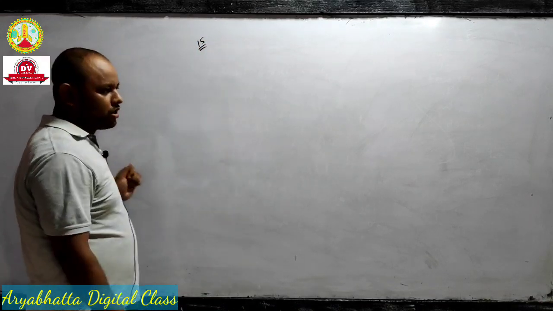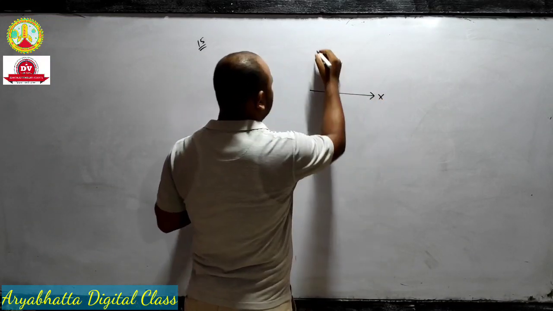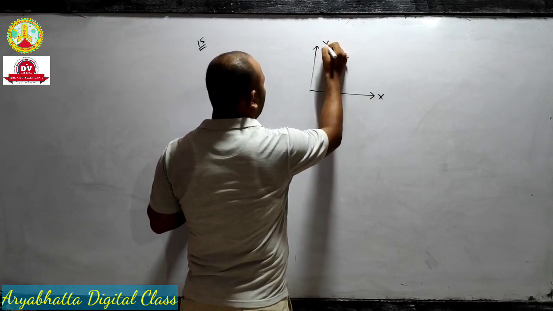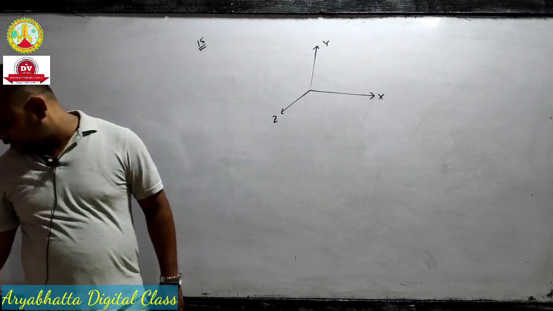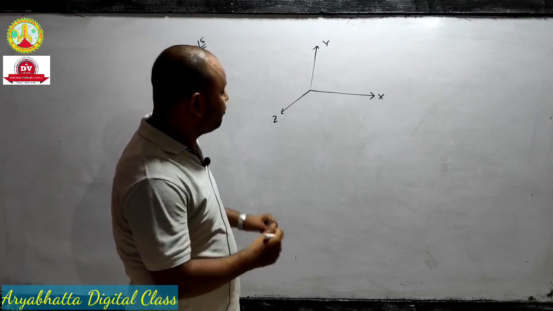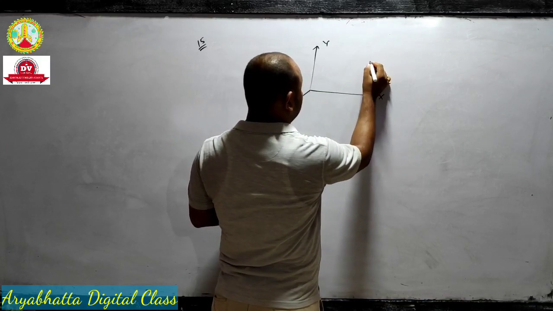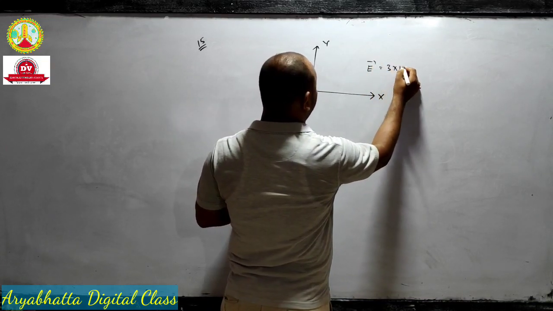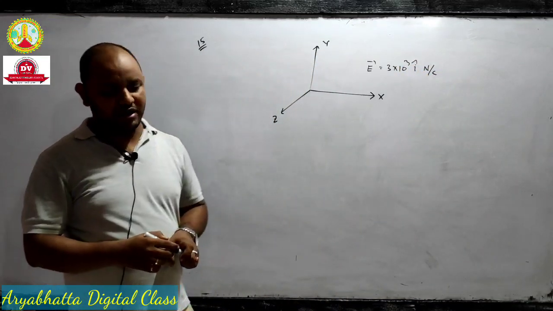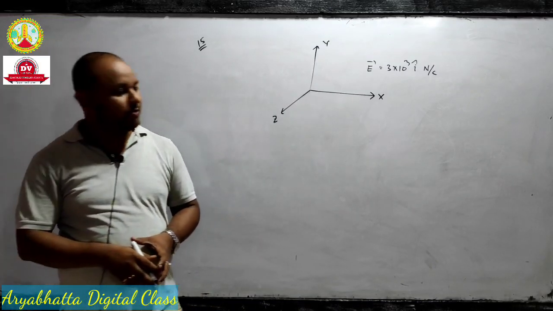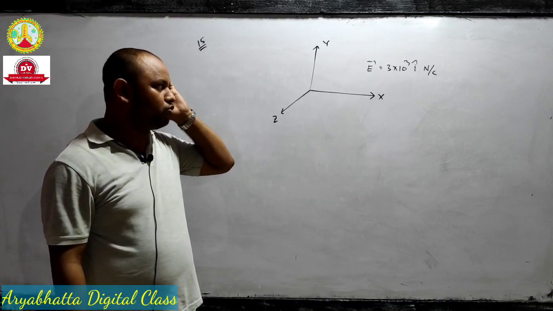Suppose this is our x-axis, this is our y-axis, and this is our z-axis. The direction of electric field is along the x axis. The value of electric field along x axis is 3 into 10 to the power 3 i cap Newton per Coulomb.